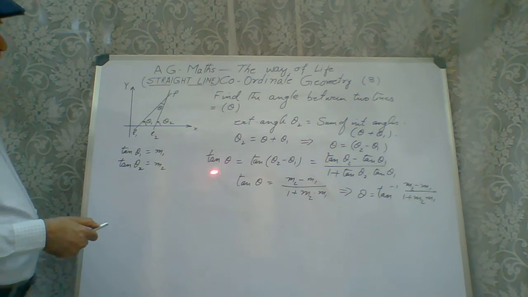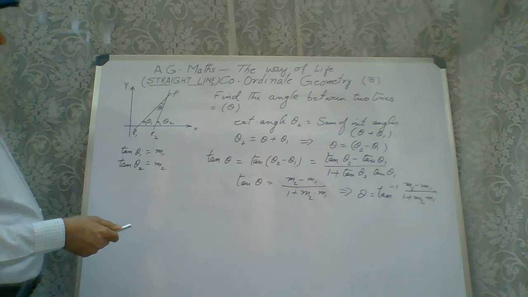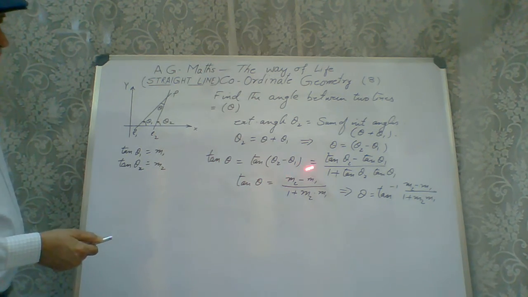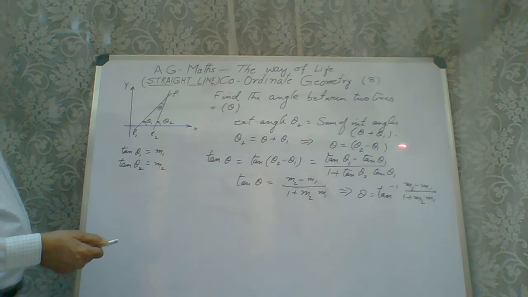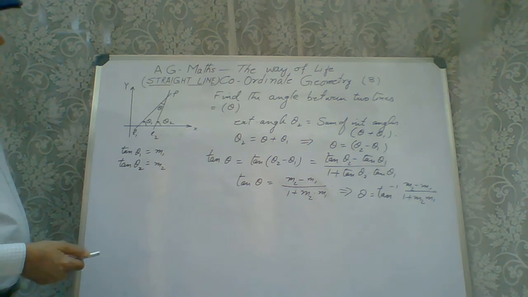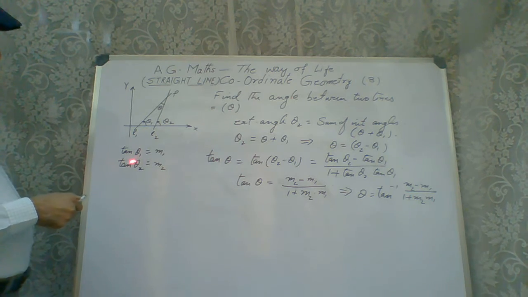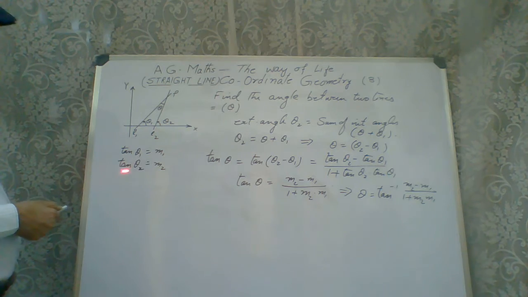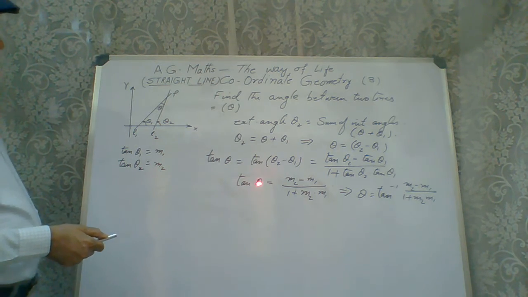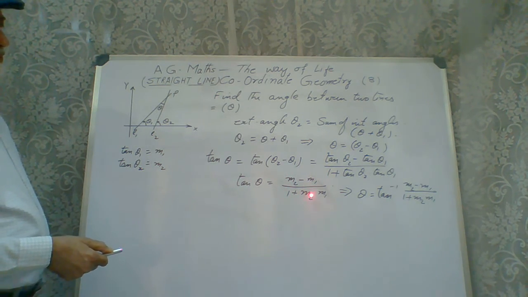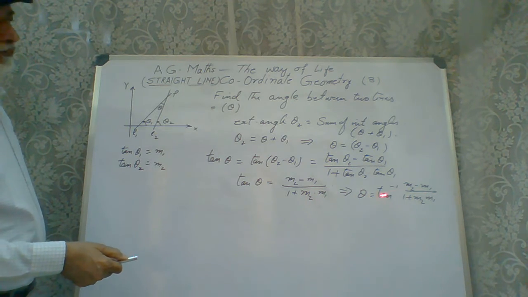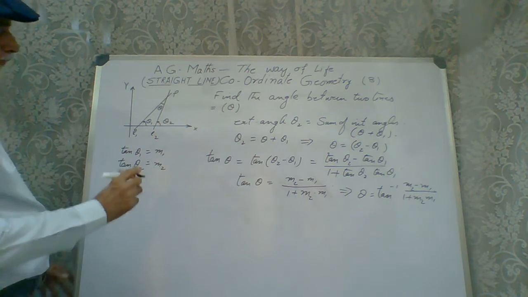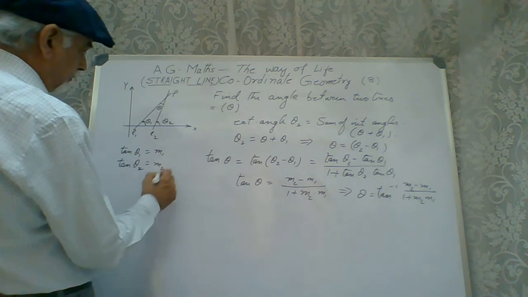Now take tan on both sides. So we say tan theta is equal to tan of theta 2 minus theta 1. Expanding tan of theta 2 minus theta 1, it is tan A minus tan B by 1 plus tan A tan B. Now replacing tan theta 1 as m1, the normal notation for writing the slope, and tan theta 2 as m2, we get tan theta is m2 minus m1 by 1 plus m2 m1, or theta is equal to tan inverse of this.